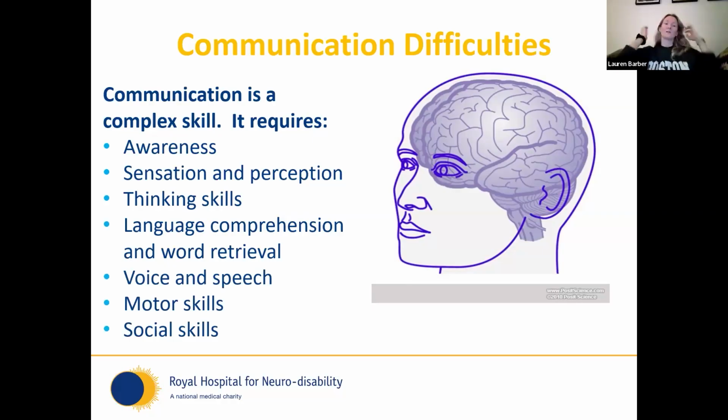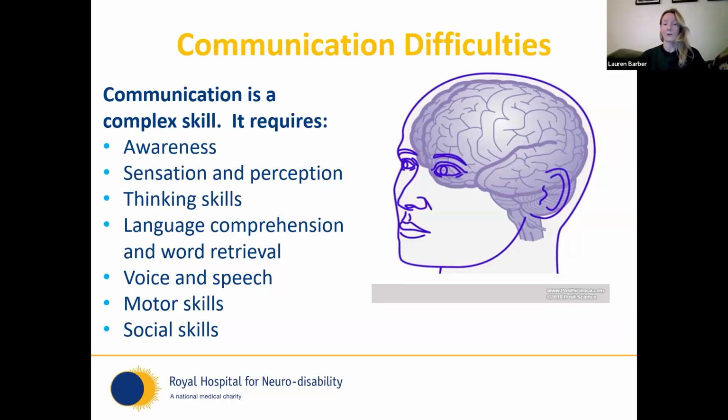So to be able to communicate, you need to be aware of yourself and your surroundings, of your communication partners. You need to be able to think about what you want to communicate, think about things that you're hearing. You need to be able to understand language that you're hearing, and also think about the words that you want to use in your mind. So that's word retrieval. You need to produce a voice, and also to move your mouth to be able to produce speech, which includes motor skills. So anything that includes movement we would call a motor skill. And then social skills as well.